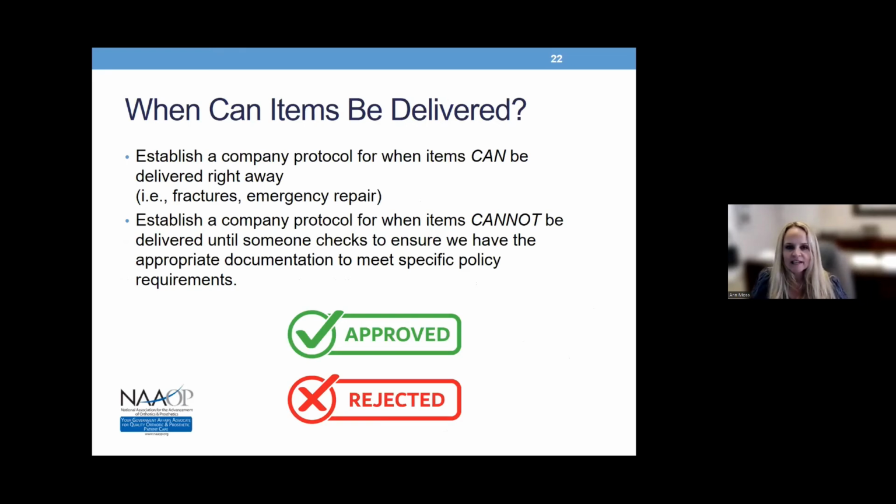So when can items be delivered? You need to establish a company protocol for when items can be delivered the same day. An example might be a fracture. Patient needs a back brace, they have a fracture, or an emergency repair. And establish a company protocol for when items cannot be delivered until someone double checks that we have all the appropriate documentation to meet that policy.